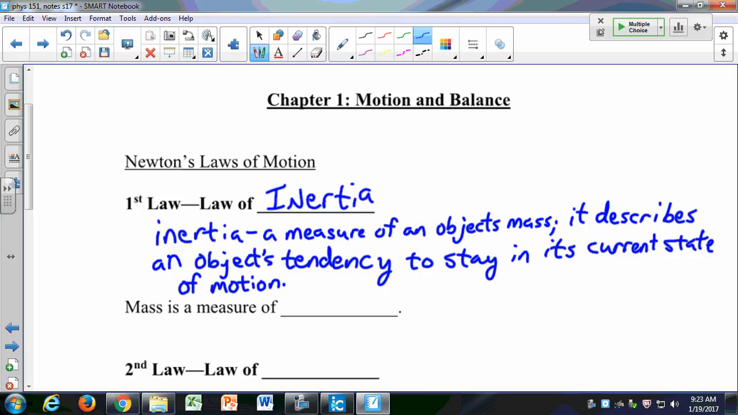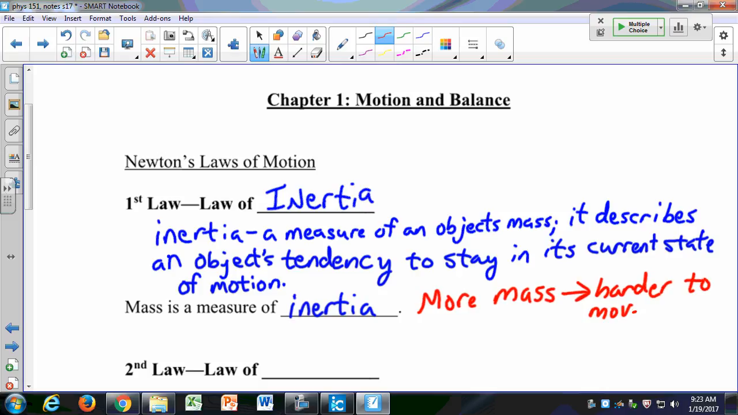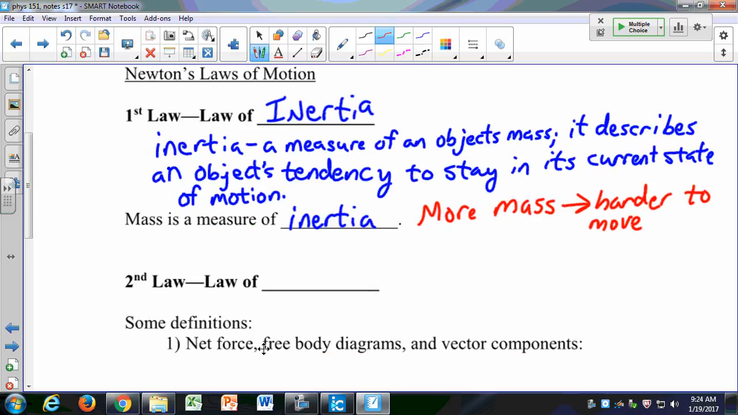As I said, mass is a measure of inertia. If you have more mass, that means an object is harder to move. Duh, right? That's part of the reason. I mean, our football players are big because they're strong, but they're also big because it gives them a lot more inertia, that they're just harder to move when they have a lot of mass. All right?